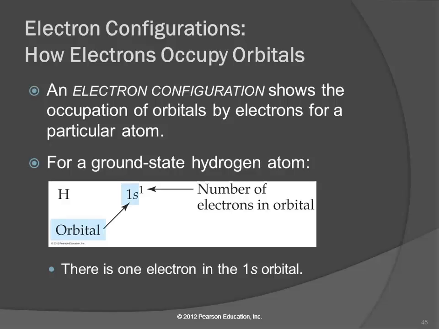So in the ground state for hydrogen, I like to start with hydrogen because he's small and easy. So 1s, we already talked about, that's the lowest energy orbital. And so hydrogen's one electron is going to be in that 1s orbital. And so in an electron configuration, we illustrate it this way. We give the name of the orbital, 1s, and then the superscript here tells how many electrons are in it. So this is 1s1, meaning there's one electron in the 1s orbital.